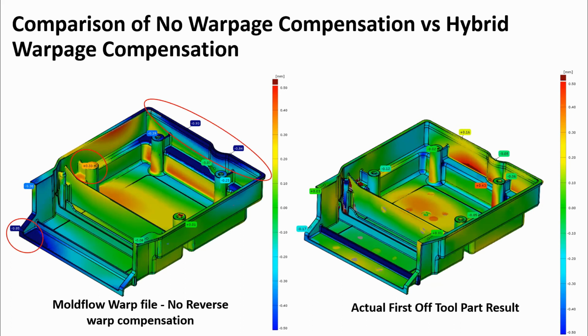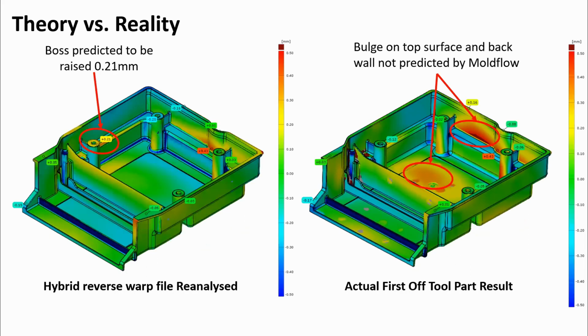And with our hybrid model that we used on this development cavity, this was the actual first off tool result. You can see the bulge on the back wall was actually quite well predicted and similar magnitude as well. And the bosses were quite flat in reality, where I think Moldflow predicted maybe they wouldn't be on one of them, but all in all, quite a positive result. So then theory versus reality here will be comparing what Moldflow's hybrid reverse warp model reanalyze predicted versus what we actually got.